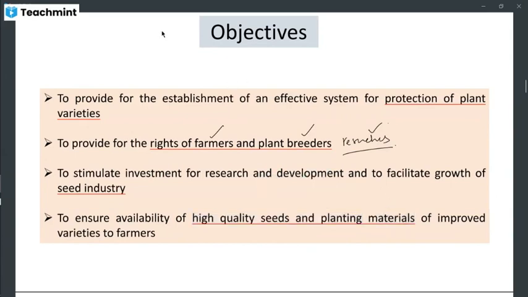So I hope you have clearly understood the objectives. The main objectives of PPVFRA are the protection of plant varieties, granting some rights to farmers, researchers as well as plant breeders, and helping the seed industry grow and make high quality seeds and planting materials available to farmers. So these are the particular objectives of PPVFRA.